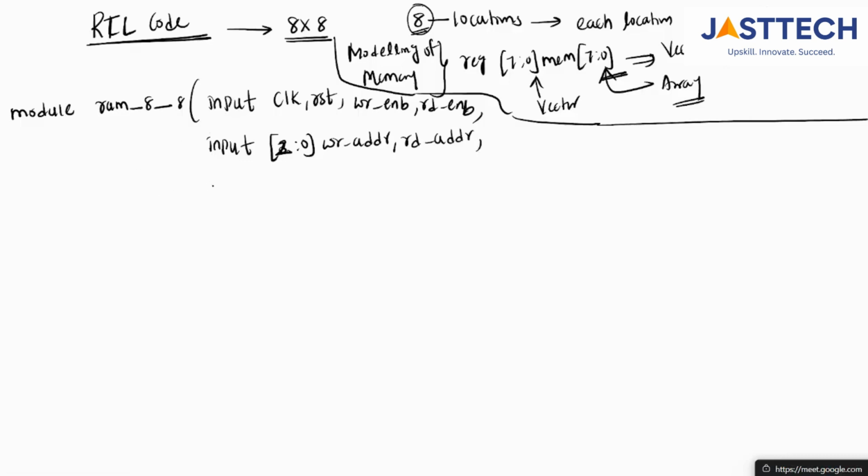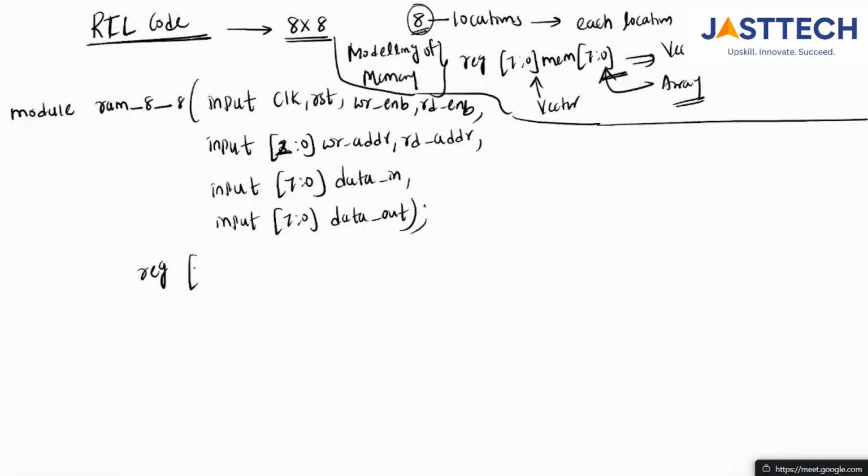Input 7 down to 0, data_in, this is 8 bits, no? Data_in, and output 7 down to 0, data_out. So I need to declare the inputs and outputs. Next, reg 7 down to 0, mem of 7 down to 0. I am developing the memory. I am declaring one integer i.